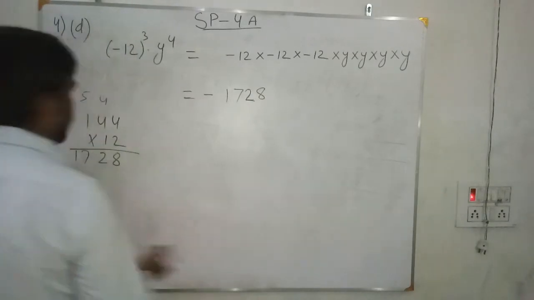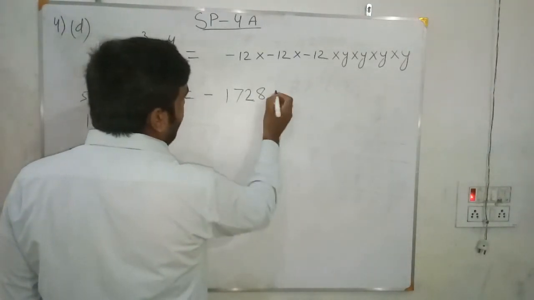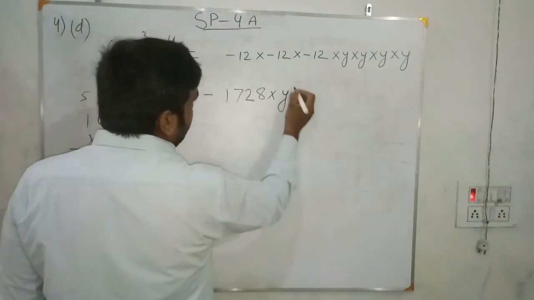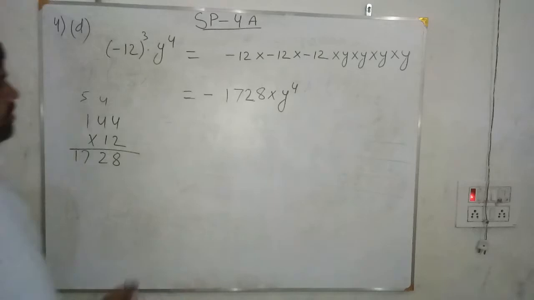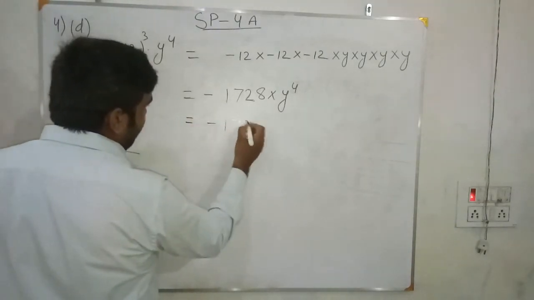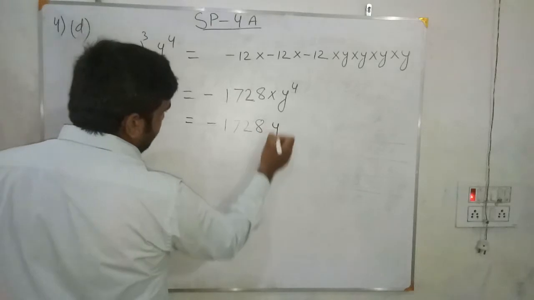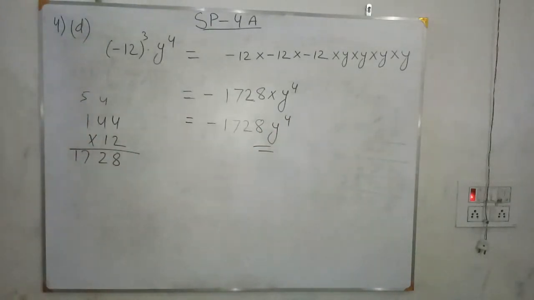Minus 1728 into y to the power 4. So this also you can write as minus 1728 y to the power 4.